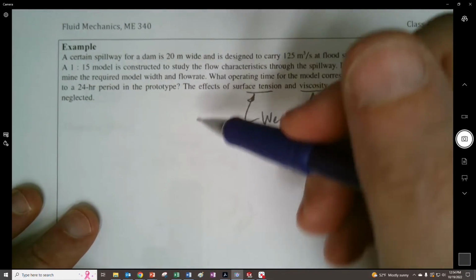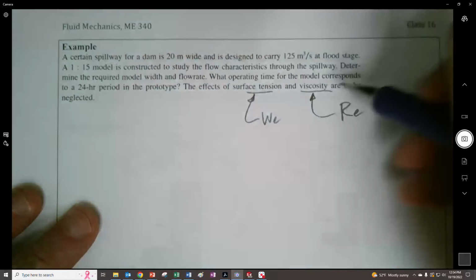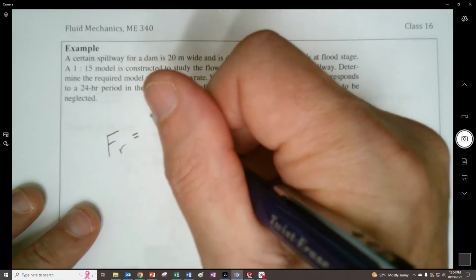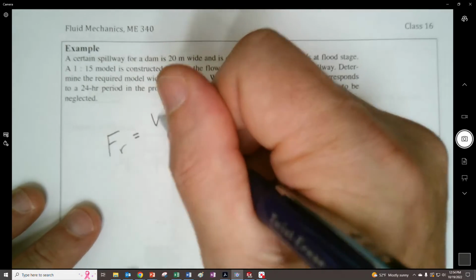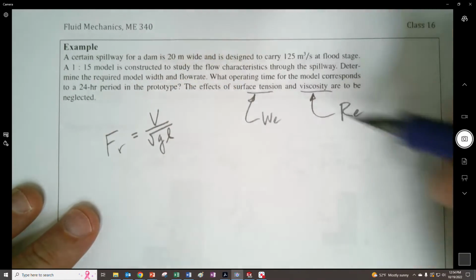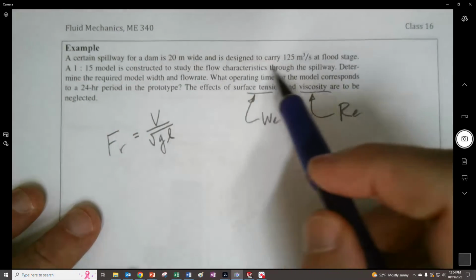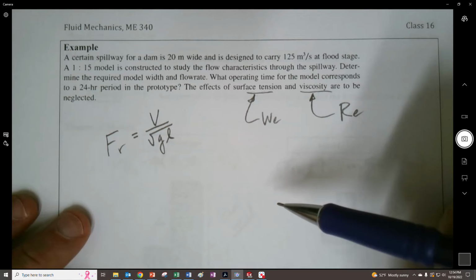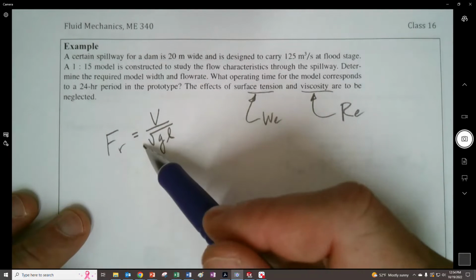But what we do know is that this thing has a free surface, so the Froude number, which is defined as the velocity divided by the square root of gravity and the characteristic length, which we're going to assume is the width of this, does come into play.